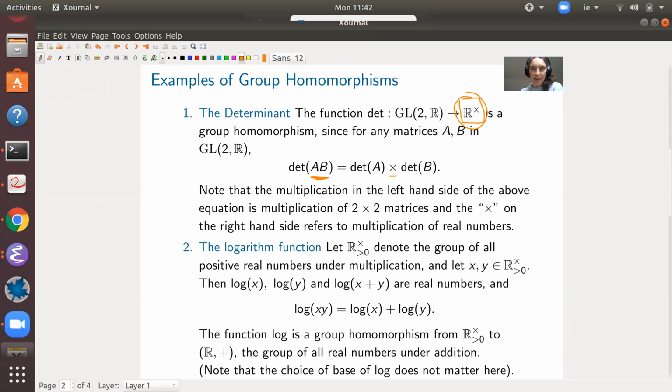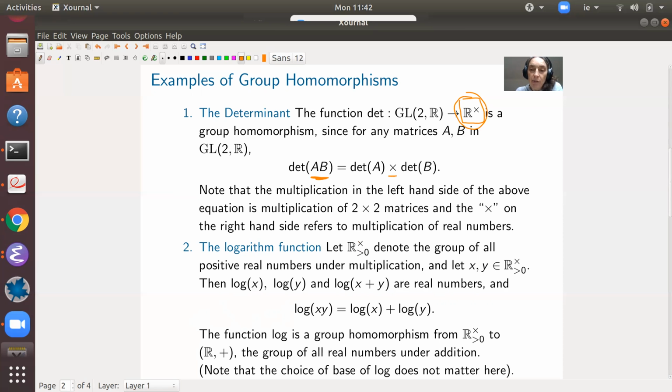Okay, second example. This one comes from the study of real analysis and calculus, the good old logarithm function. So here, a bit of notation. We're going to let R with a subscript of greater than 0 indicate positive real numbers and a superscript of times indicate multiplication. This is the group of all positive real numbers under multiplication. So it doesn't include 0, and it doesn't include any negative numbers. It includes all the positive real numbers, and certainly that is a group under multiplication.